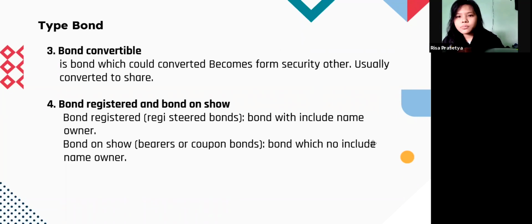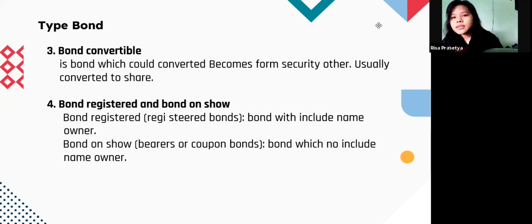The next is convertible bonds. It is a bond which can be converted into other securities, usually converted to shares. And the fourth is registered bonds and bearer bonds. Registered bonds are bonds that include the name of the owner, and bearer or coupon bonds are bonds which do not include the name of the owner.